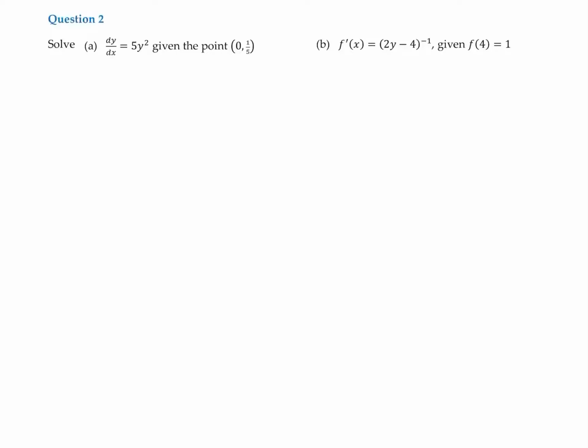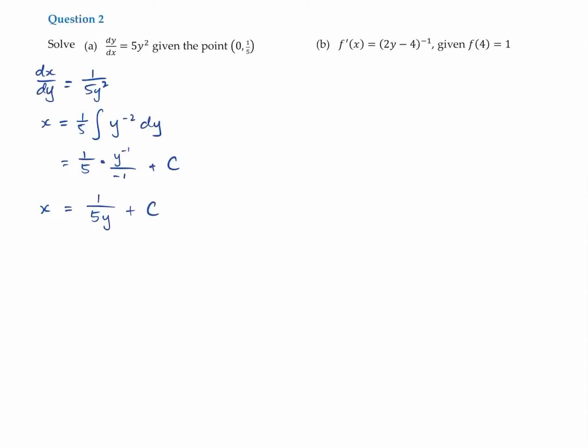So we've got dy/dx equals 5y squared. So that means dx/dy equals 1 on 5y squared. And so x equals the 1/5 integral y to the negative 2 dy. And we can get that. That's 1/5 stays for the ride. That's y to the negative 1 over negative 1 plus c. All right, so x equals 1 on 5y plus c.